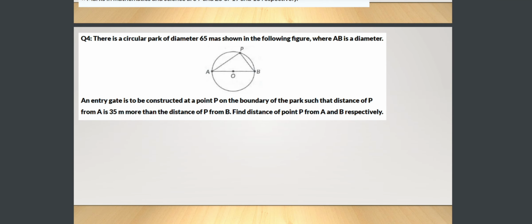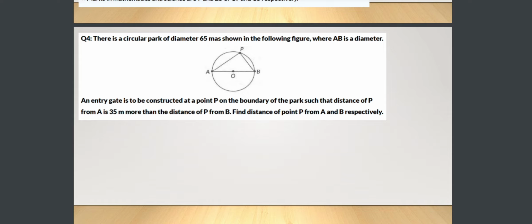First of all, pause this video and then read this question by yourself. This question says that circular park of diameter 65 meter, okay, as shown in the figure, and AB is the diameter, right, and P is the entry point on the perimeter, okay, and the distance of PA is 35 more than the PB. So you have to find the distance of point P from A and B.